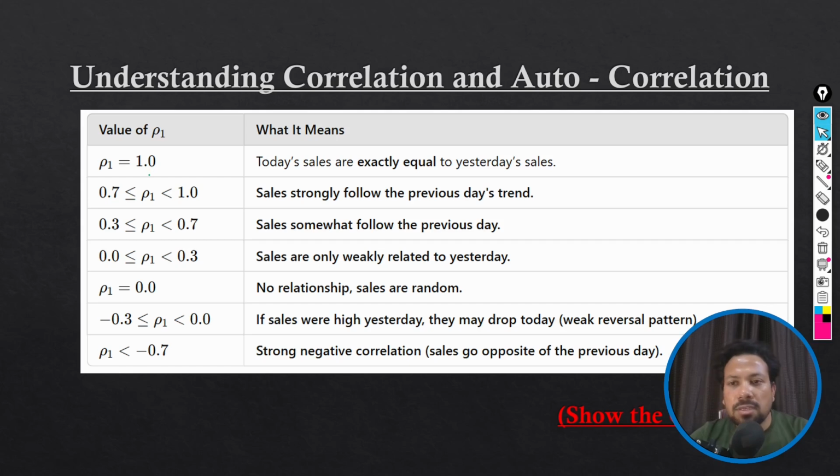If the autocorrelation comes out to be 1, then it simply means today's sales are exactly equal to yesterday's sales. If it comes between 0.7 and 1, strongly influenced. 0.3 to 0.7, not enough evidence, somewhat. If it comes out to be 0, weakly influenced, and then you can just view this table in simple words.